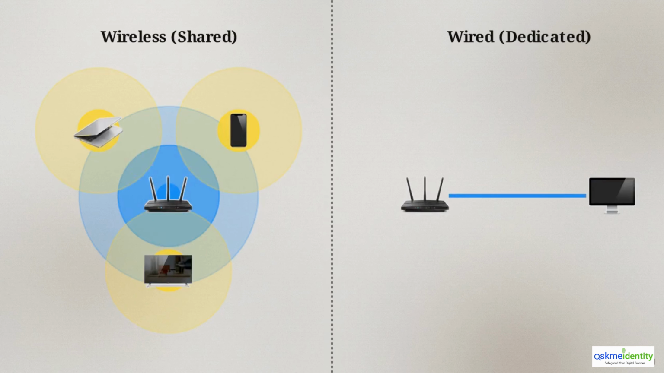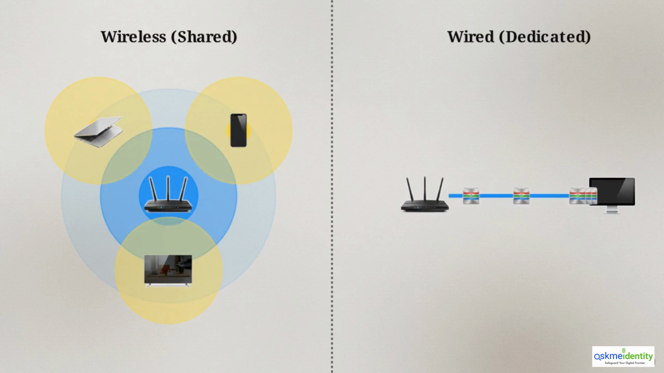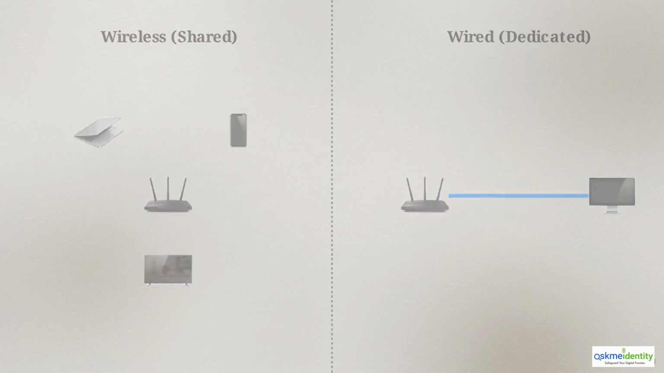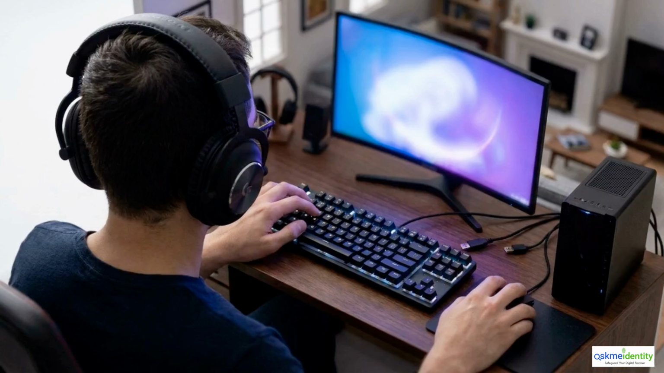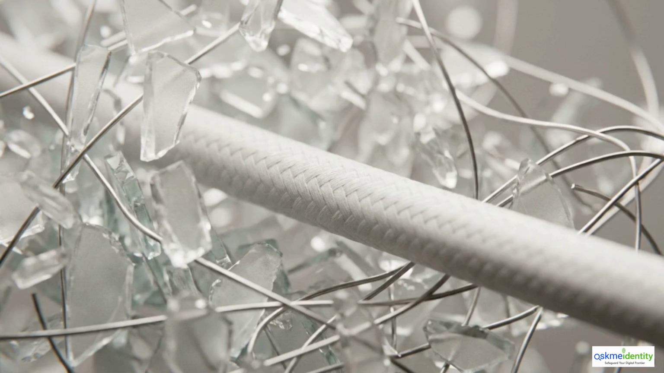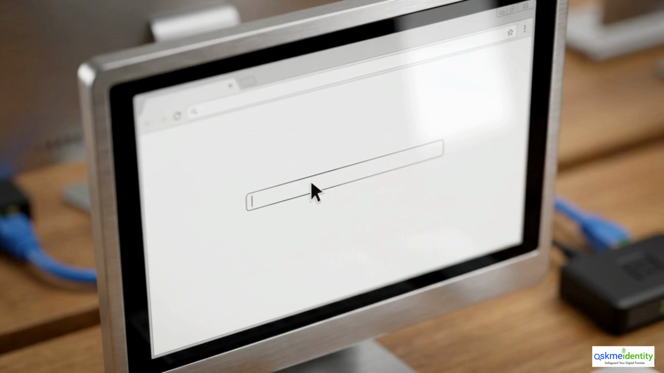For casual browsing, Wi-Fi works perfectly fine, but for tasks demanding maximum speed and uninterrupted stability, a dedicated wired connection consistently outperforms the shared frequencies of wireless networks. Now that your devices are online, let's look at what happens when you type a web address like gmail.com into your browser to reach a server halfway across the world.